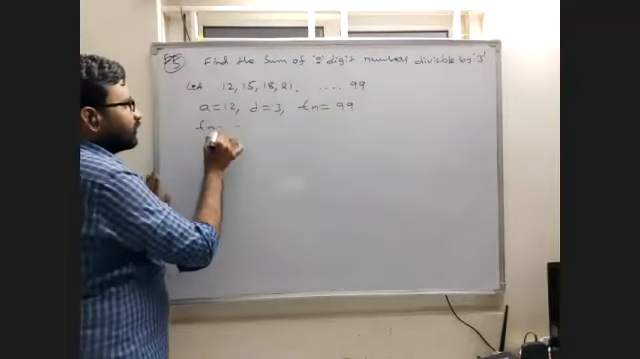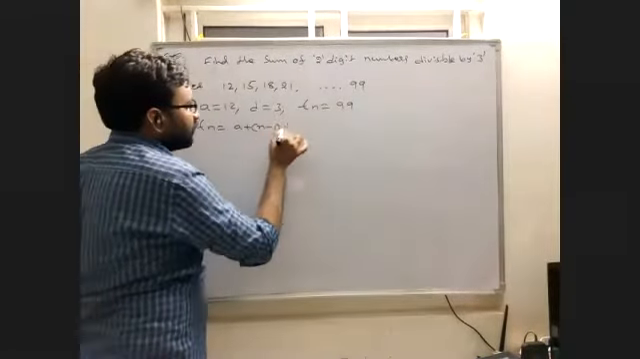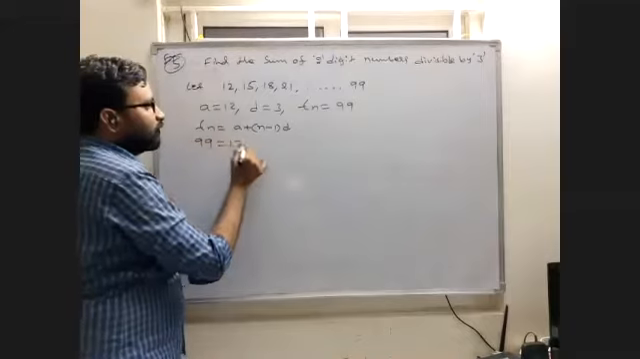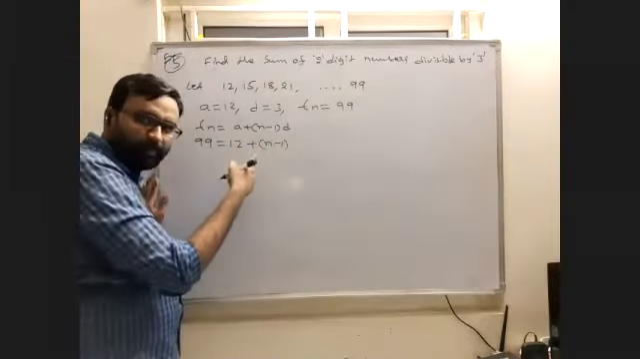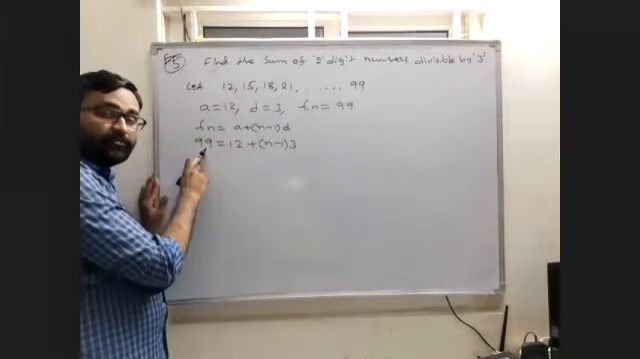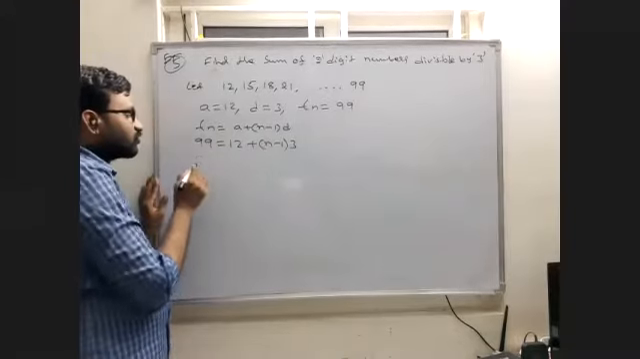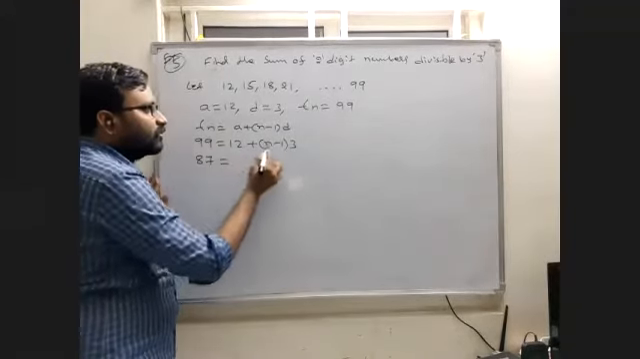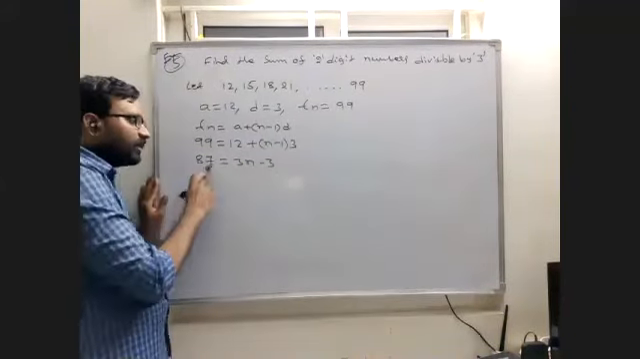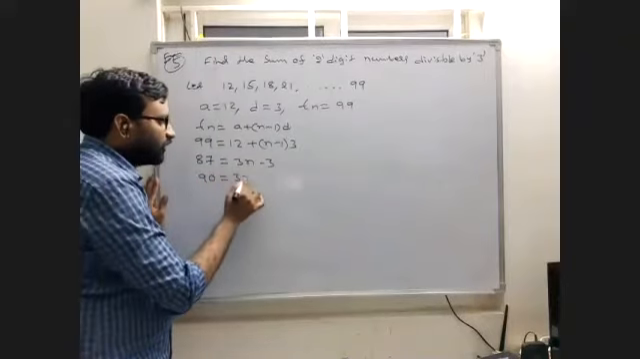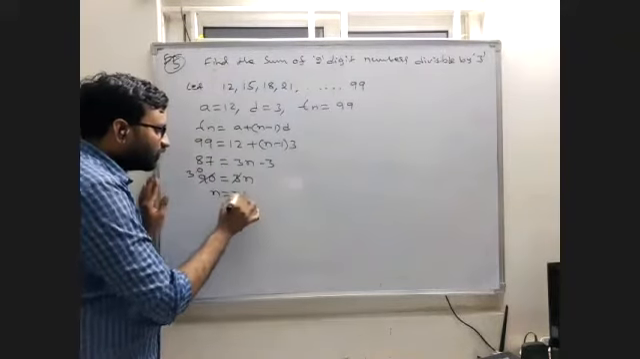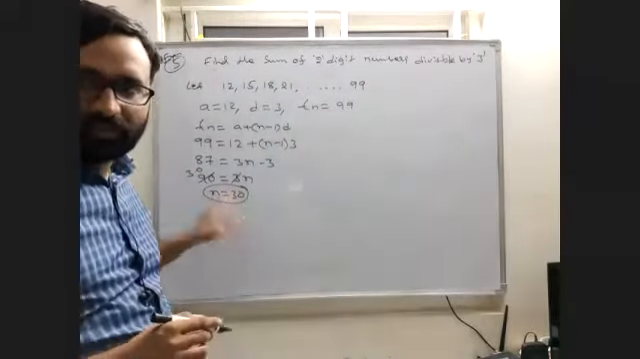How? We have Tn is equal to a plus n minus 1 into d. Tn is 99, equal to a, which is 12, plus n minus 1, into d. We don't know n; we have to find the n value, and d is 3. Now taking 12 this side, 99 minus 12 will be 87, equal to 3n minus 3. Taking minus 3 this side, 87 plus 3, 90, is equal to 3n. Now 3 30 ja, 90. So n is equal to 30. So the total number of terms we have here is 30.